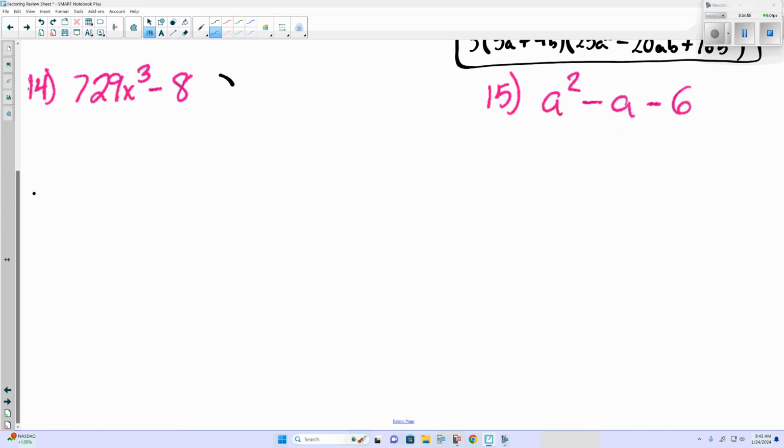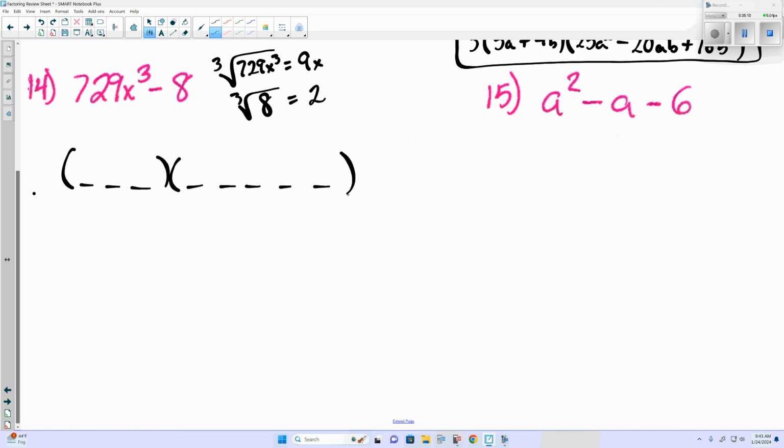So off to the side, we can say the cube root of 729x cubed is 9x. Cube root of 8 is 2. Now, just for reference, if you do not include the cube root of 729x cubed and the cube root of 8 on your worksheet or on your test, that is fine. I'm not going to count off. We put it there as just a way to reference it so we know which terms we're plugging in where.